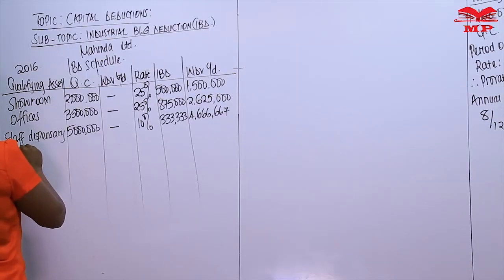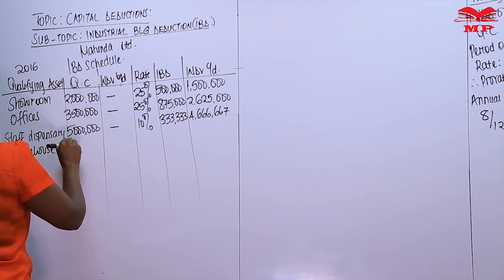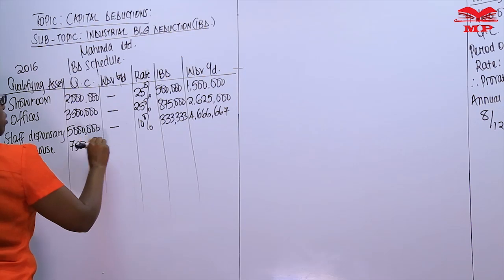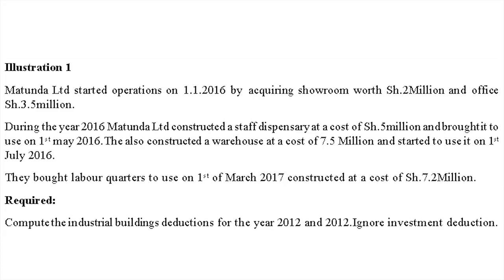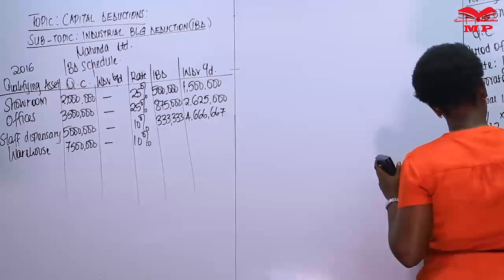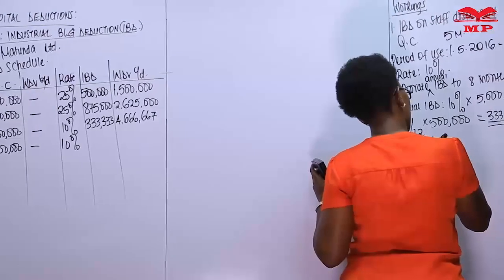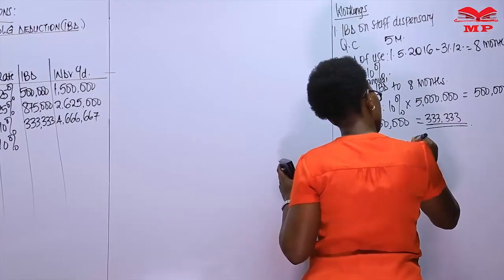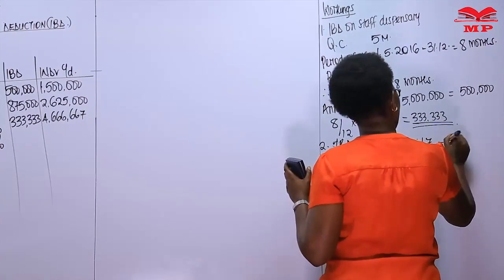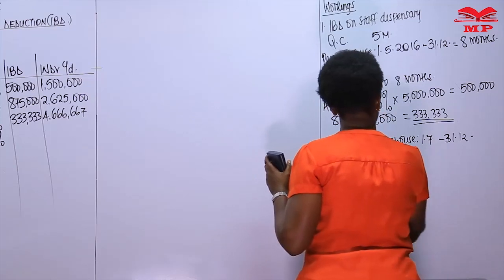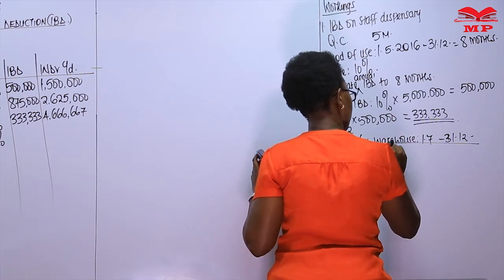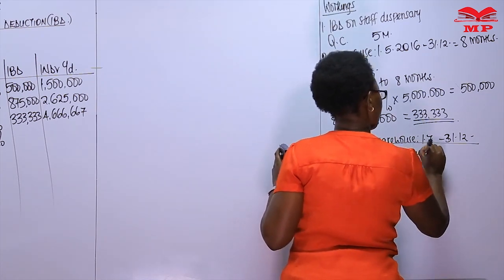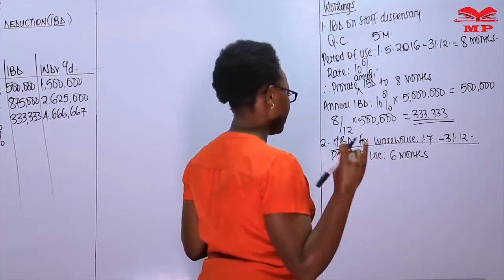Then they also constructed a warehouse at a cost of 7.5 million. So warehouse, qualifying cost 7.5 million, 10%. And this is from 1st of July. So working 2, IBD on the warehouse, which was utilized from 1st of July to 31st of December. So the period of use is 6 months: July, August, September, October, November, and December.